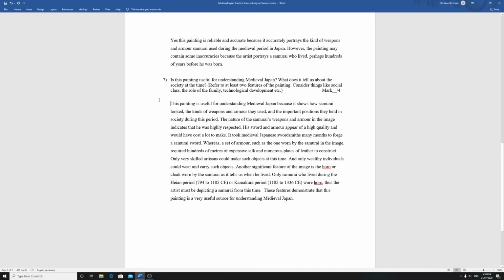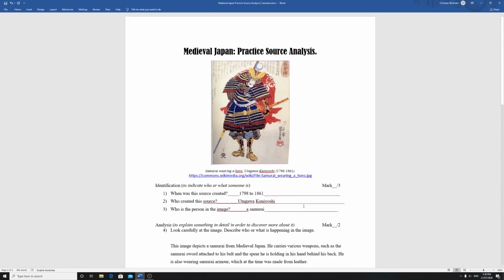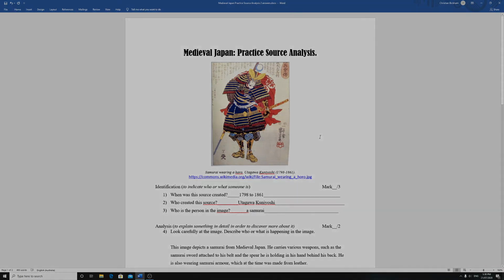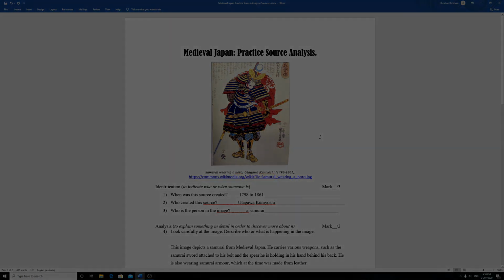So, just in summary, I have my contention up the top, then I have my evidence to support my contention, my viewpoint, and then I have my final concluding sentence. So, that is how you analyse a source such as this. Hopefully this video has been of use to you and will help you to analyse sources yourself.